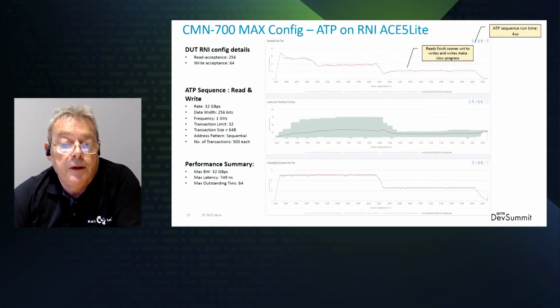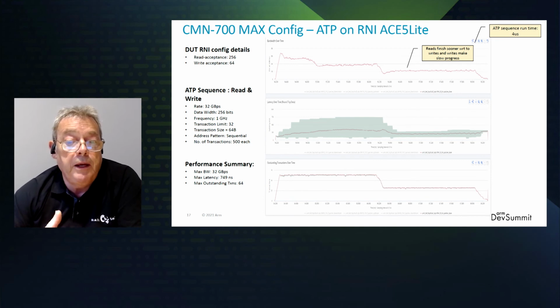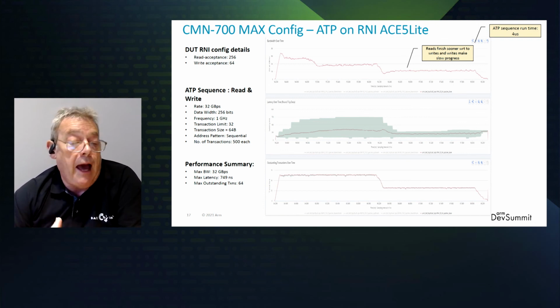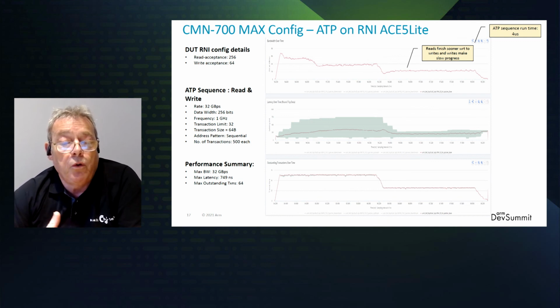If we now step to the max configuration, we now have a read acceptance of 256. We see that we achieve peak performance of 32 gigabytes per second, so dramatically improved performance until all the read transactions have been issued, and the OT peaks at 64. So we can start to get clues about whether we've configured our CMN adequately for the use case that we're expecting. And what we're trying to do is avoid introducing excess hardware which may be redundant for our particular use case.